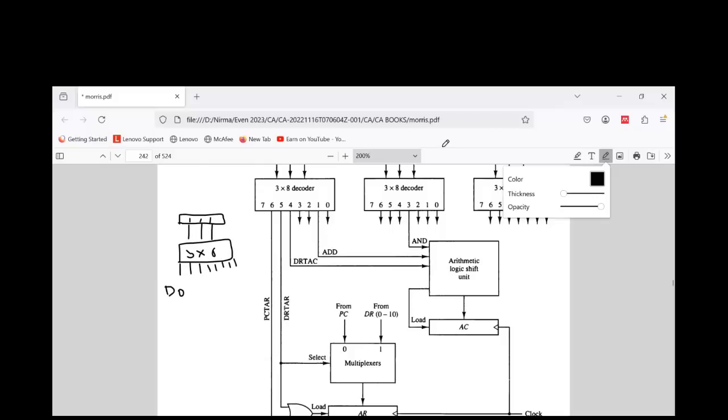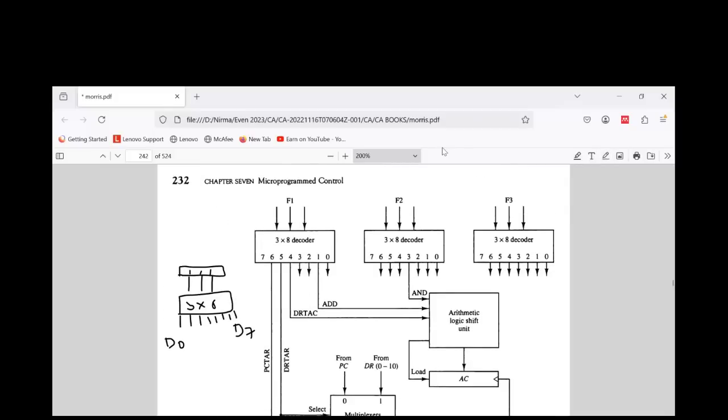Similarly, here also to identify which instruction it is, we have 3 sets of pools: F1, F2 and F3. For all of F1, F2 and F3, we are using 3 cross 8 decoders. This will tell us which was the instruction from the F1 pool. If you look at the F1 pool, 000 is for no operation, 001 was for add, similarly 100 for DR to AC, then 101 was DR to AR, 110 is PC to AR. So these are the instructions of the F1 pool.